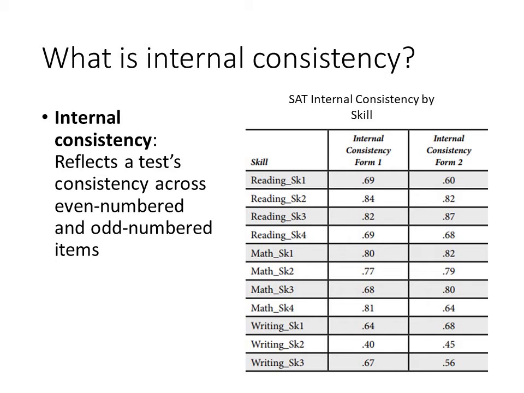Take a look at the example on the slide. Take a look at the second to the last row in the table. Form 1 has an internal consistency of 0.4 in the writing skill 2 area. What this means is that the items, and there may be 3, 4, 5 items, that measure the writing skill number 2 are producing inconsistent results. One item, everyone is passing. The other 2 items, everyone is failing. We would then need to look at those particular items and reassess our measure, our test.